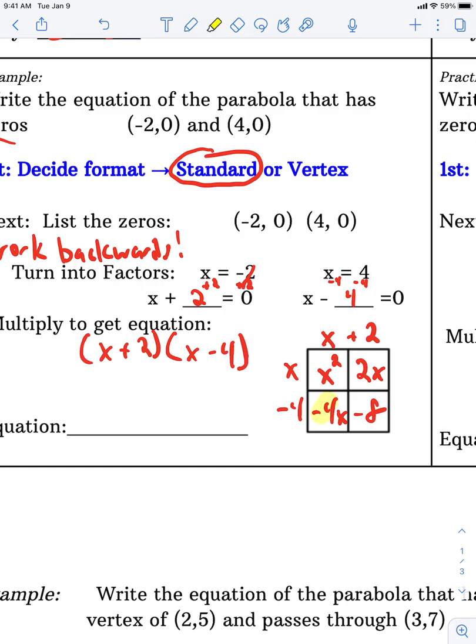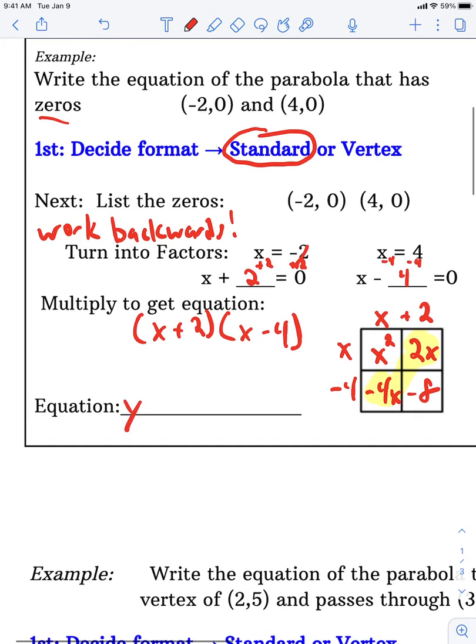Remember, we're always looking for like terms to combine, and we have them right there. If I'm going to write this in standard form, I'm going to start with my y equals. You could put f of x equals if you wanted to. But x squared, combine the two like terms, so -4 and 2 is -2, so -2x, and then -8. And there you go. You've taken the zeros, put them back into their binomials by making them their opposites, working backwards and making them equal to 0. Then we multiply those two binomials together, and there we go. That one worked out okay.